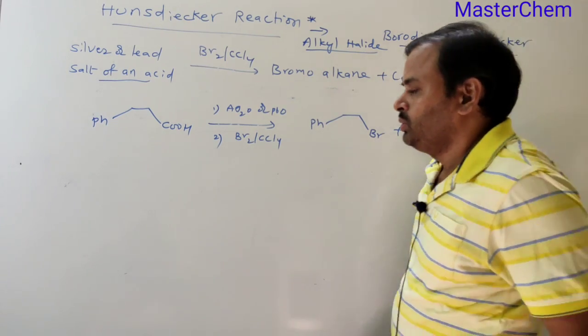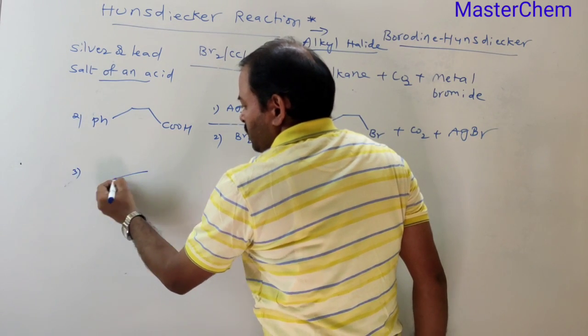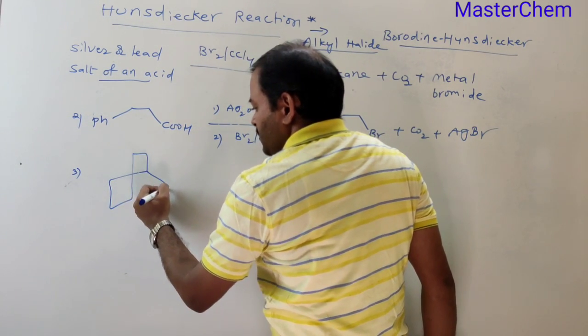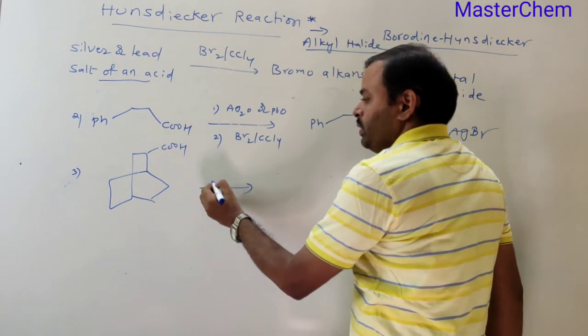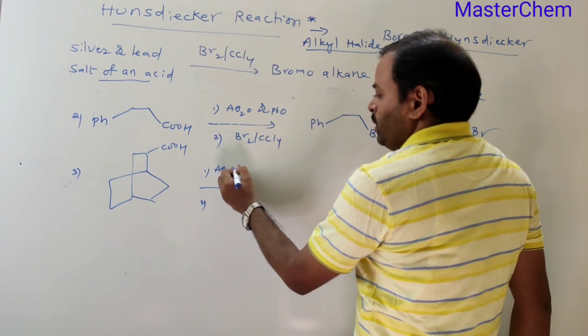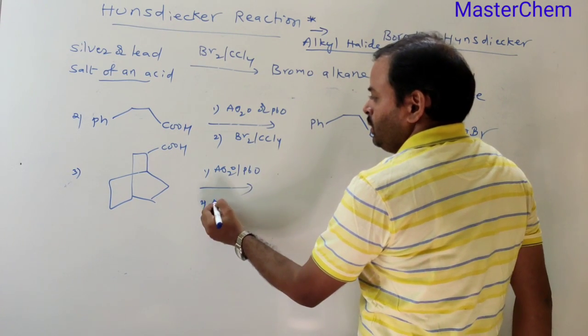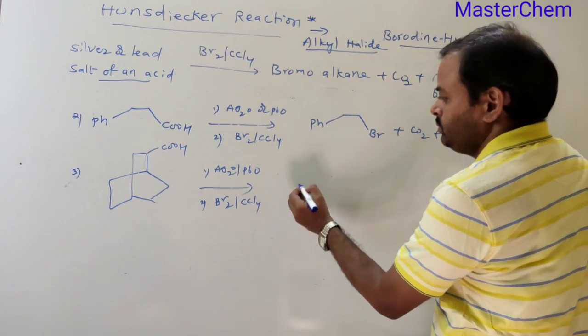Now take the third example. For any skeleton, we can write this: first Ag2O or PbO, then Br2 with CCl4.